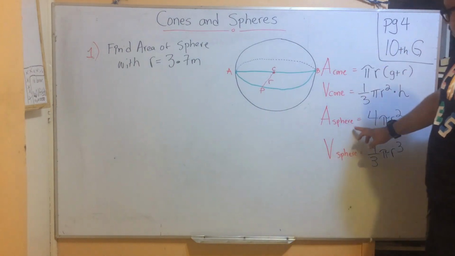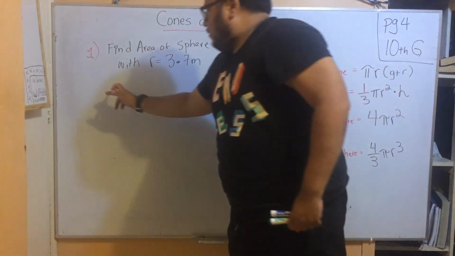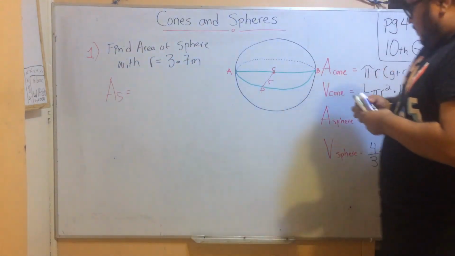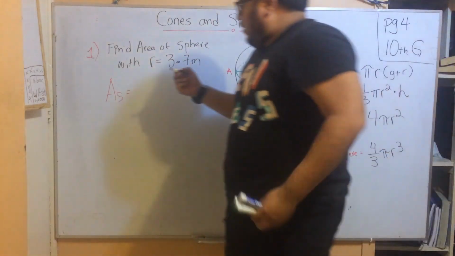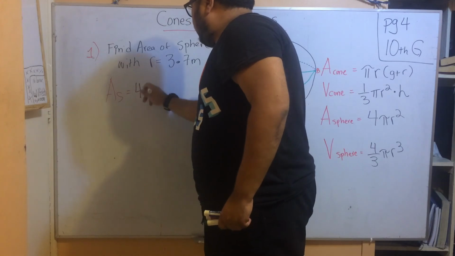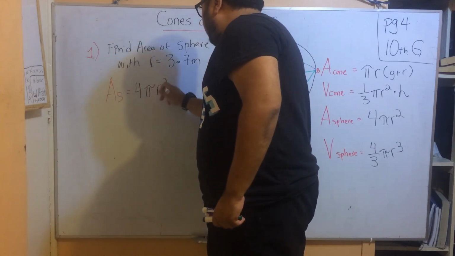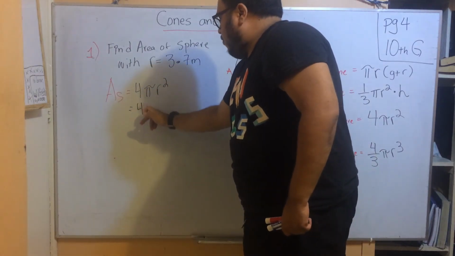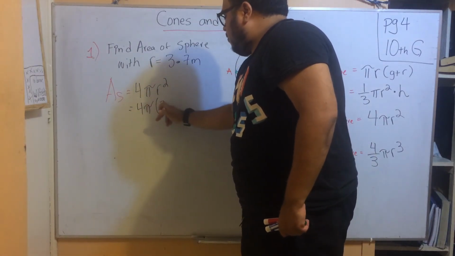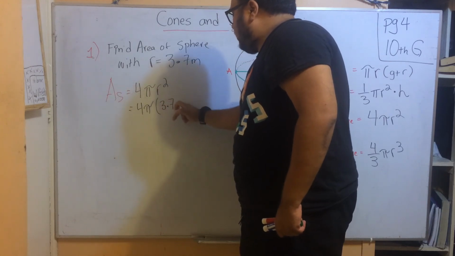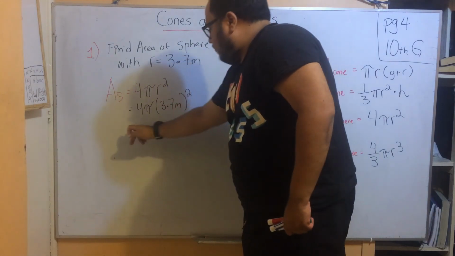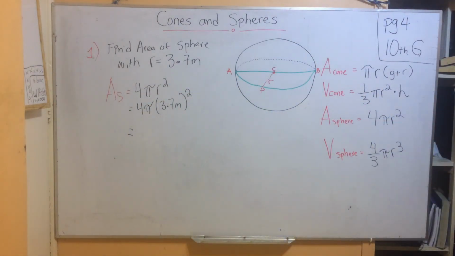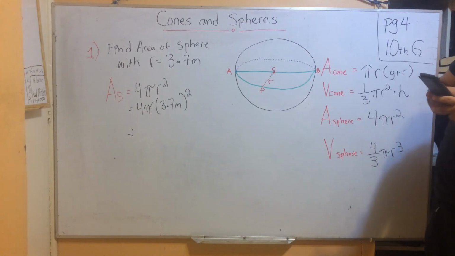Let's bring them to the formula. The area of the sphere is going to be 4 pi r squared. So we substitute 3.7. We have 4 pi, this doesn't change, and we have 3.7 meters squared. Let's solve for this. We bring out our calculators.